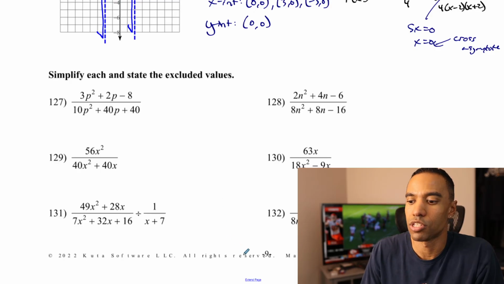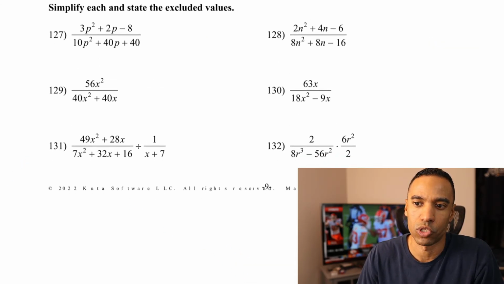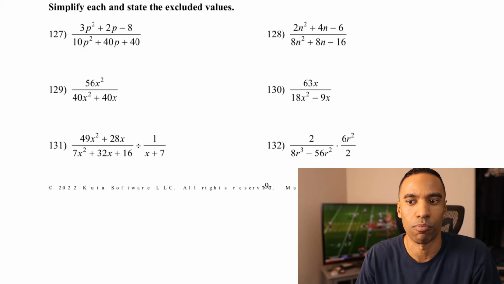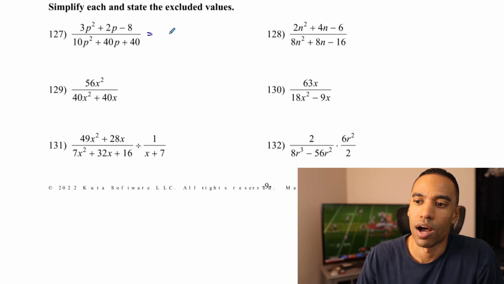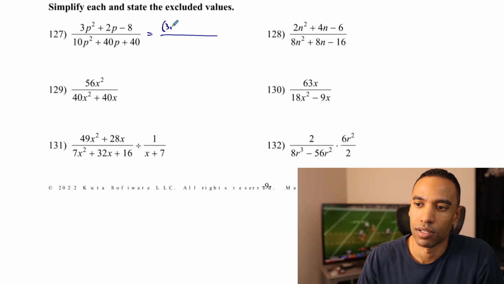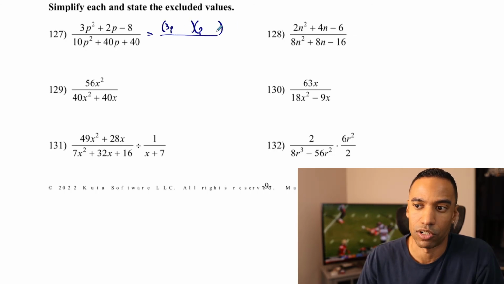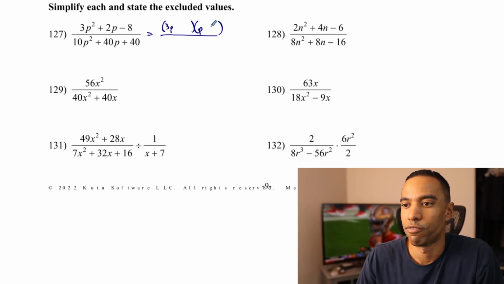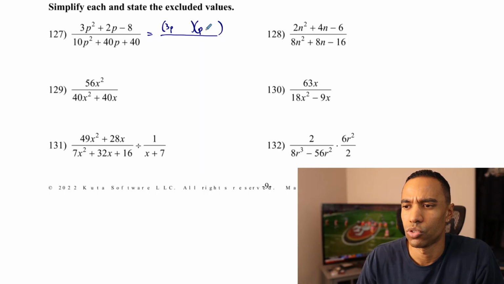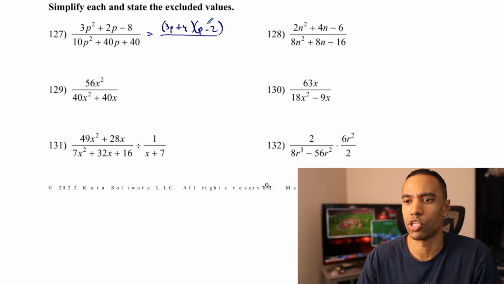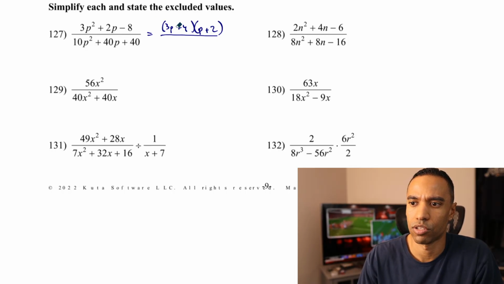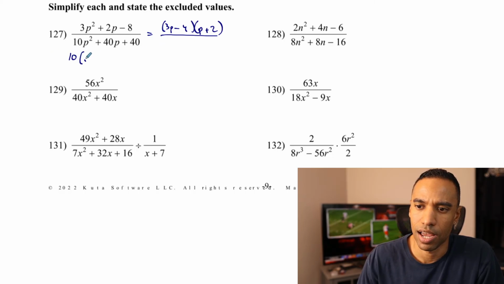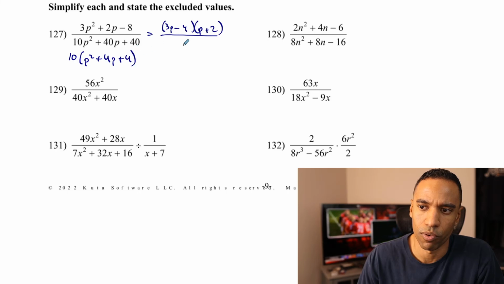Simplify each and state the excluded values. This is where we have restrictions in our domain we have to take care of. This is where we get to play with more quadratic factoring, which is cool. So on the top, let's see. I assume these can factor, otherwise it's just no fun. Negative 4, negative 2, or negative 4, positive 2. Negative 6 plus 4 is negative 2, excuse me, plus 2 minus 4, plus 2 minus 4. There we go. And if I factor out a 10, here I get p squared plus 4p plus 4. That is 10 times p plus 2 quantity squared.